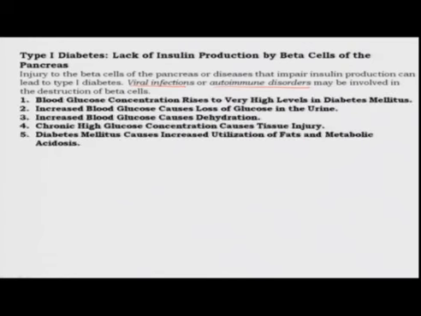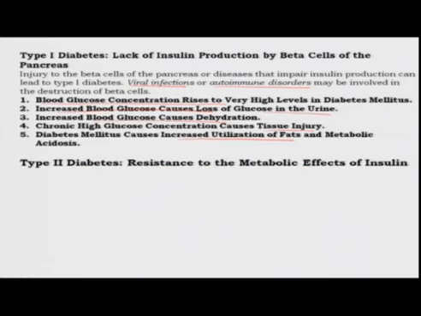So, what are the symptoms of diabetes in general? You will have high blood glucose concentration, and increased blood glucose leading to more excretion in the urine. You will have increased blood glucose leading to dehydration. Then you will have chronic glucose concentration which is always high in your blood, which causes injury to your tissues, and it causes increased utilization of fats and a lot of acid build up in your blood, which is acidosis.